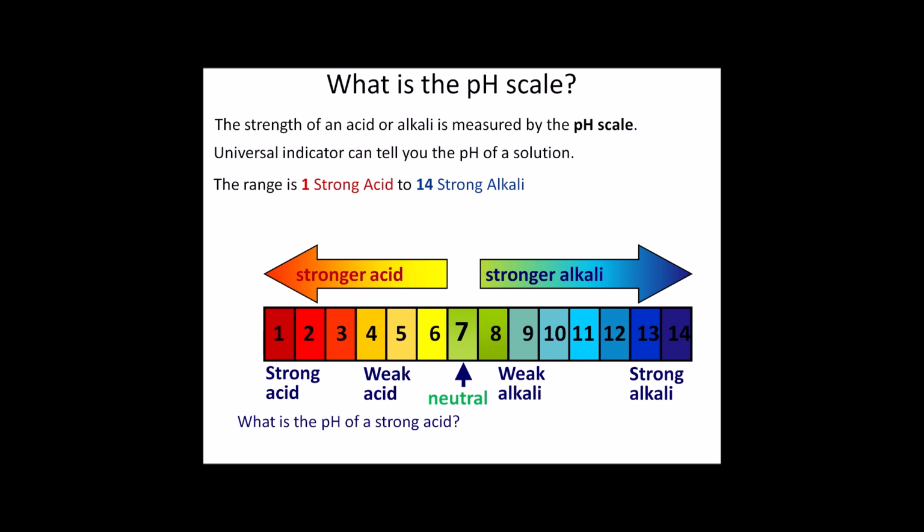You should have answered 1 to 3, that's the kind of accepted answers. pH of a weak alkali, anywhere between 8 and 10, potentially 11 as well.